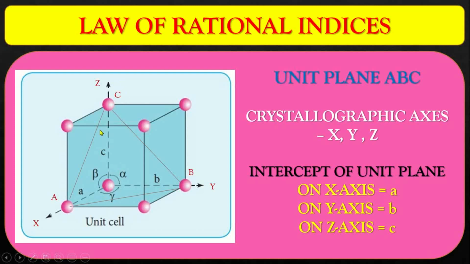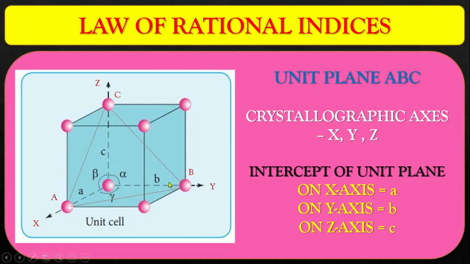A unit cell can be represented with the help of coordinate axes x, y, and z, the edge dimensions a, b, and c, and the angles between the edges, that is alpha, beta, and gamma. Now in a unit cell, if we cut out a plane, this triangular plane as you can see, A, B, C, then the intercepts of this plane will first of all be regarded as a unit plane because it has been cut out of a unit cell.